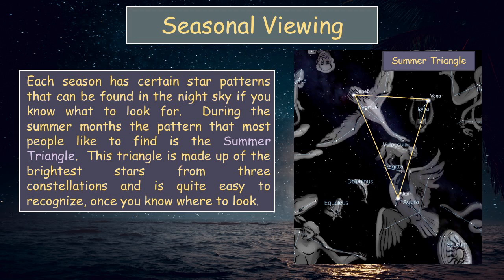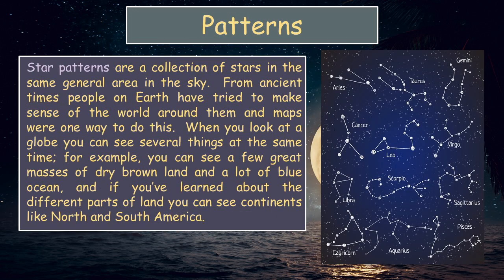Each season has certain star patterns that can be found in the night sky if you know what to look for. During the summer months, the pattern that most people like to find is the summer triangle. This triangle is made up of the brightest stars from 3 constellations, and it's quite easy to recognize once you know where to look. Star patterns are a collection of stars in the same general area in the sky.